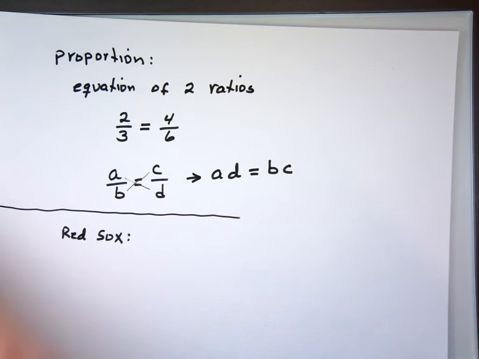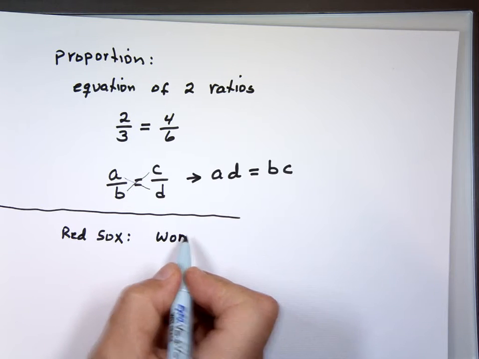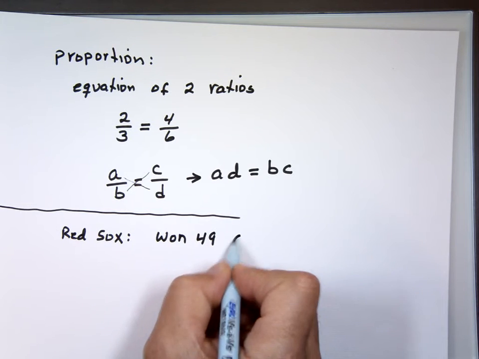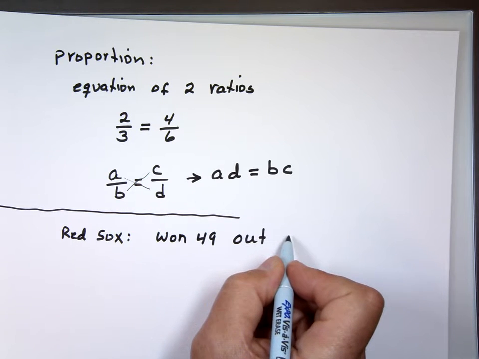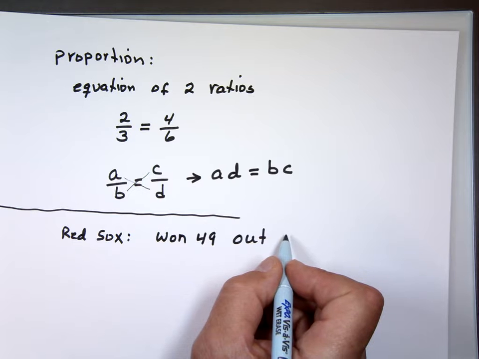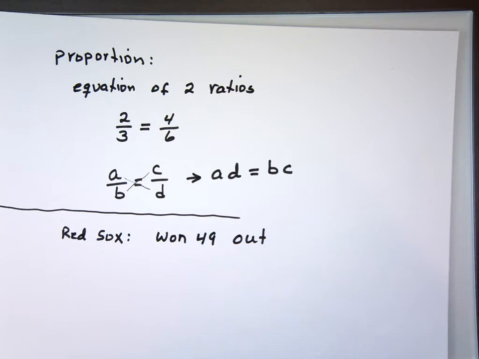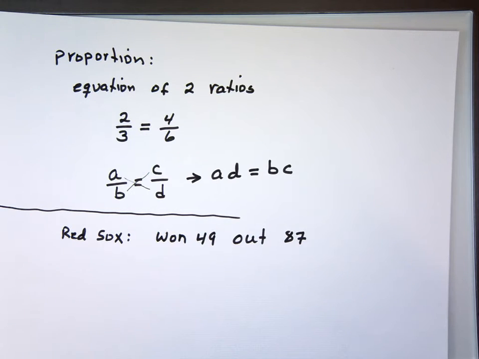So their win-loss, they won how many? 49 out of how many games they played so far? We said they won 49, they lost, what was that number? Where'd you see that number? It's right below where it says Boston. 87 games? Yeah. 38 lost. Yep. They won 49 games so far out of 87.